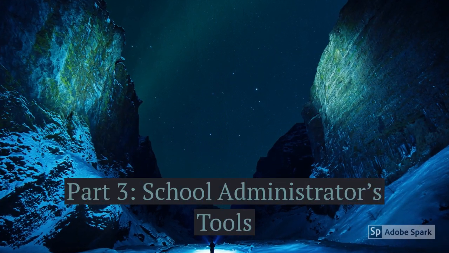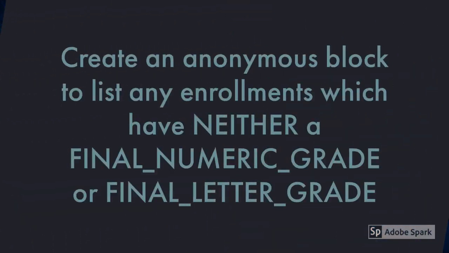Part 3. School Administrator Tools. This anonymous block lists any enrollments which have neither a final numeric grade nor a final letter grade. It accepts a start date and end date to establish a date range and only displays enrollments between those two dates. If both dates are not entered, it displays all applicable enrollments for the past year and includes a note about the date range.